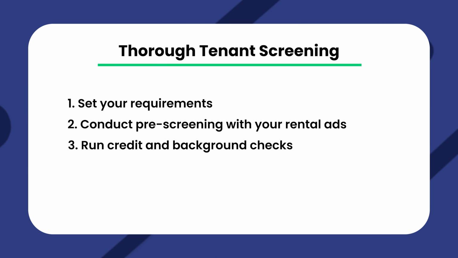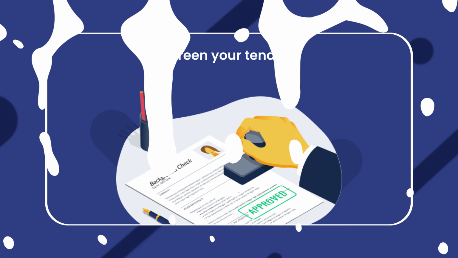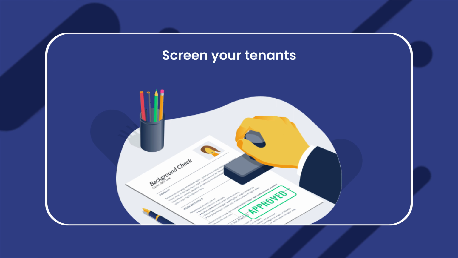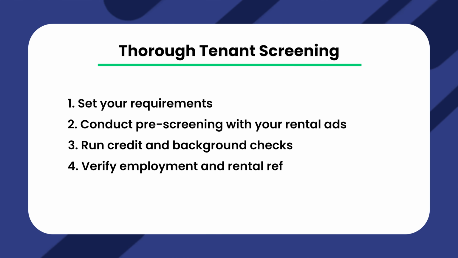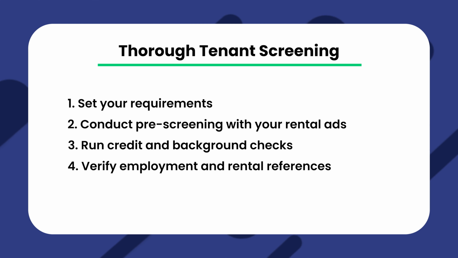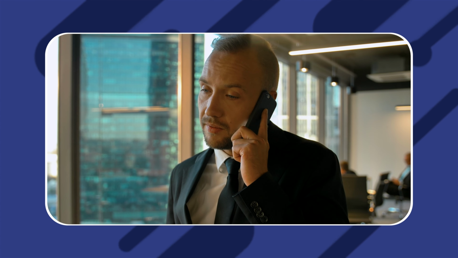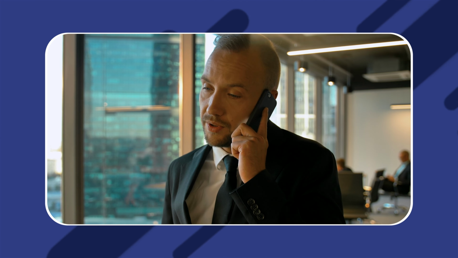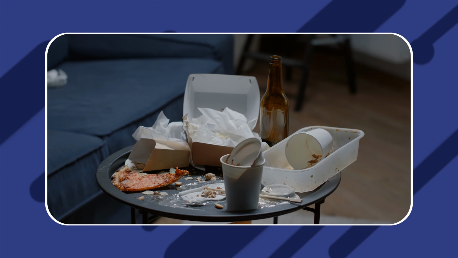Step 3 is to run the credit and background checks. The easiest way to do this is with a tenant screening software like DoorLoop. Step 4 is to verify rental employment and rental references. Compiled reports from screening companies aren't always able to give you information that could be critical to your decision-making process for a tenant. For example, after contacting an employer, you may find out that they just got fired, or a landlord may tell you that the prospective tenant was a nightmare who left the property a mess when they left. You never know what you'll find, and it's always better to be safe than sorry when it comes to screening people to live on your property.